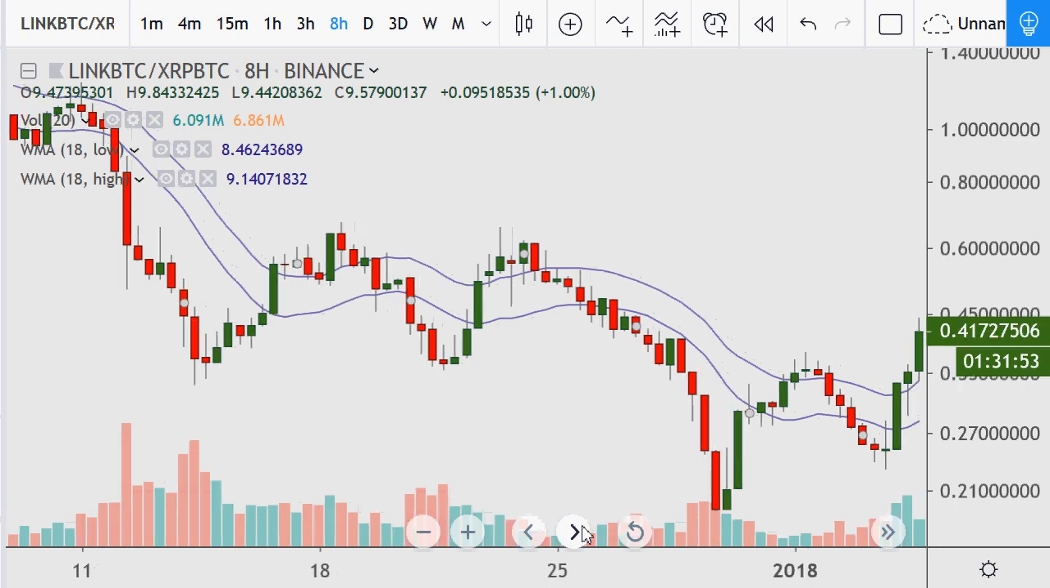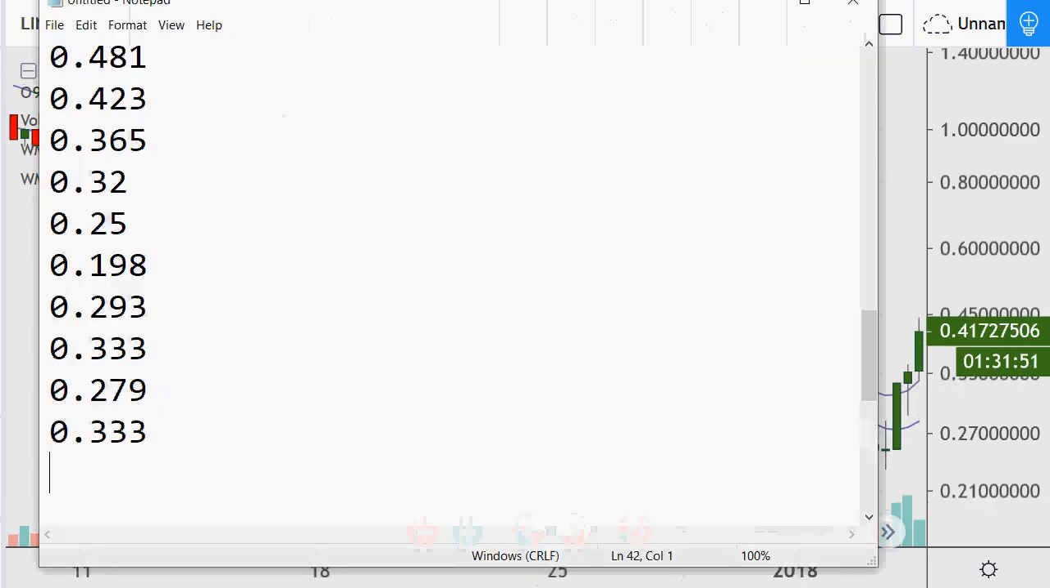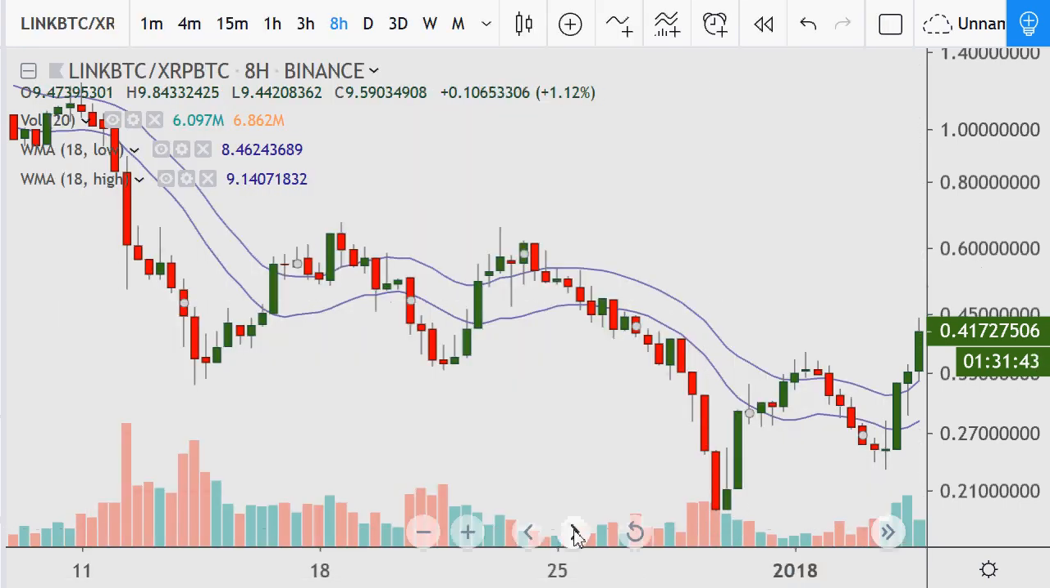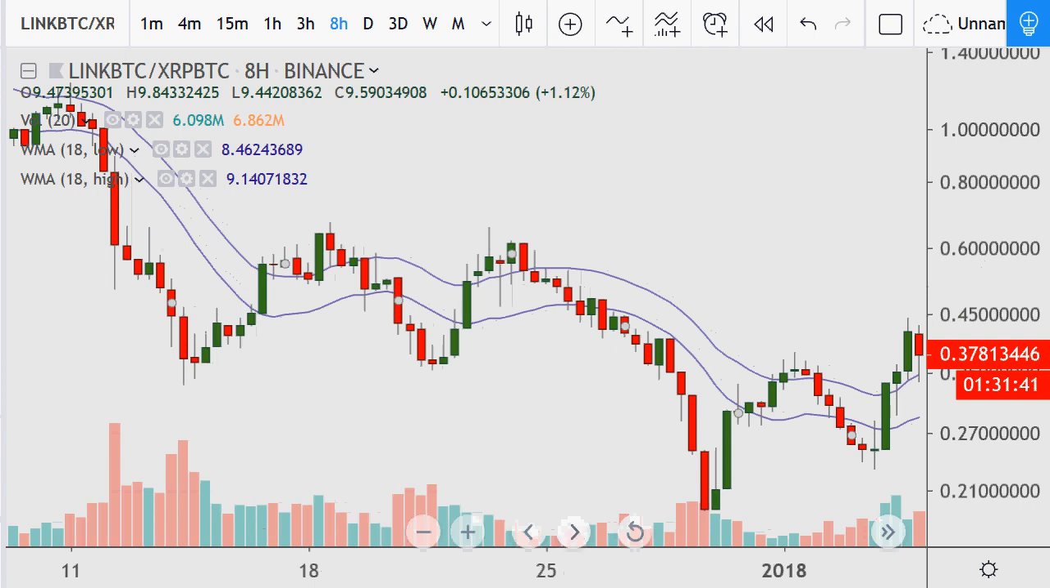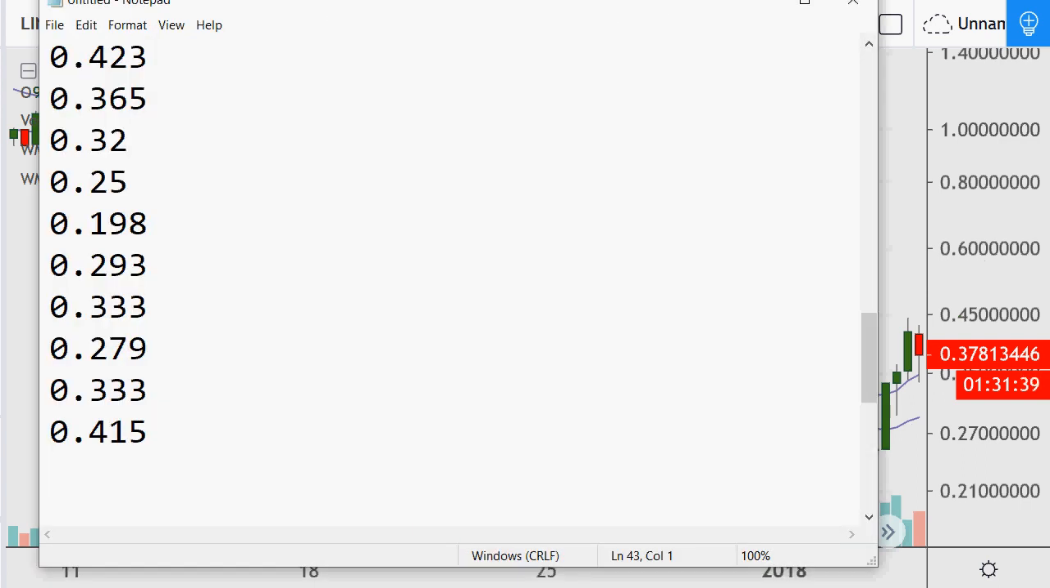Bit higher, much higher, 41.7. That's another sell spot. And we'll go 41.5, a little bit below. And then down to 37.8. Can you just buy that on that small move?